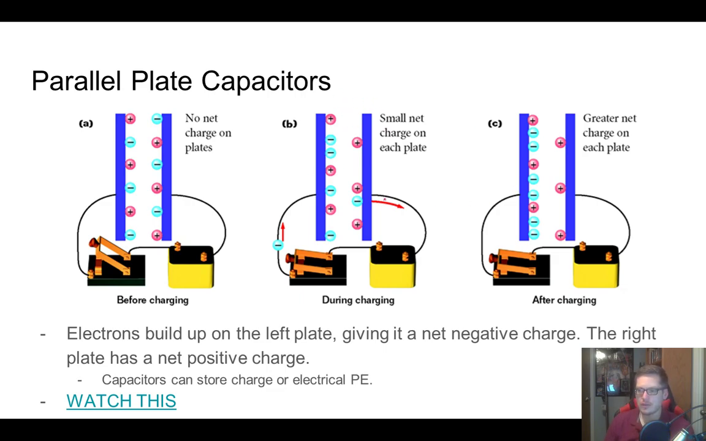Once you've reached the point where it's done charging, the potential difference between the two plates will be equal to the potential difference on the battery. The capacitor's potential difference is going to be equal to the battery's potential difference. Once that occurs, your capacitor stops being filled.